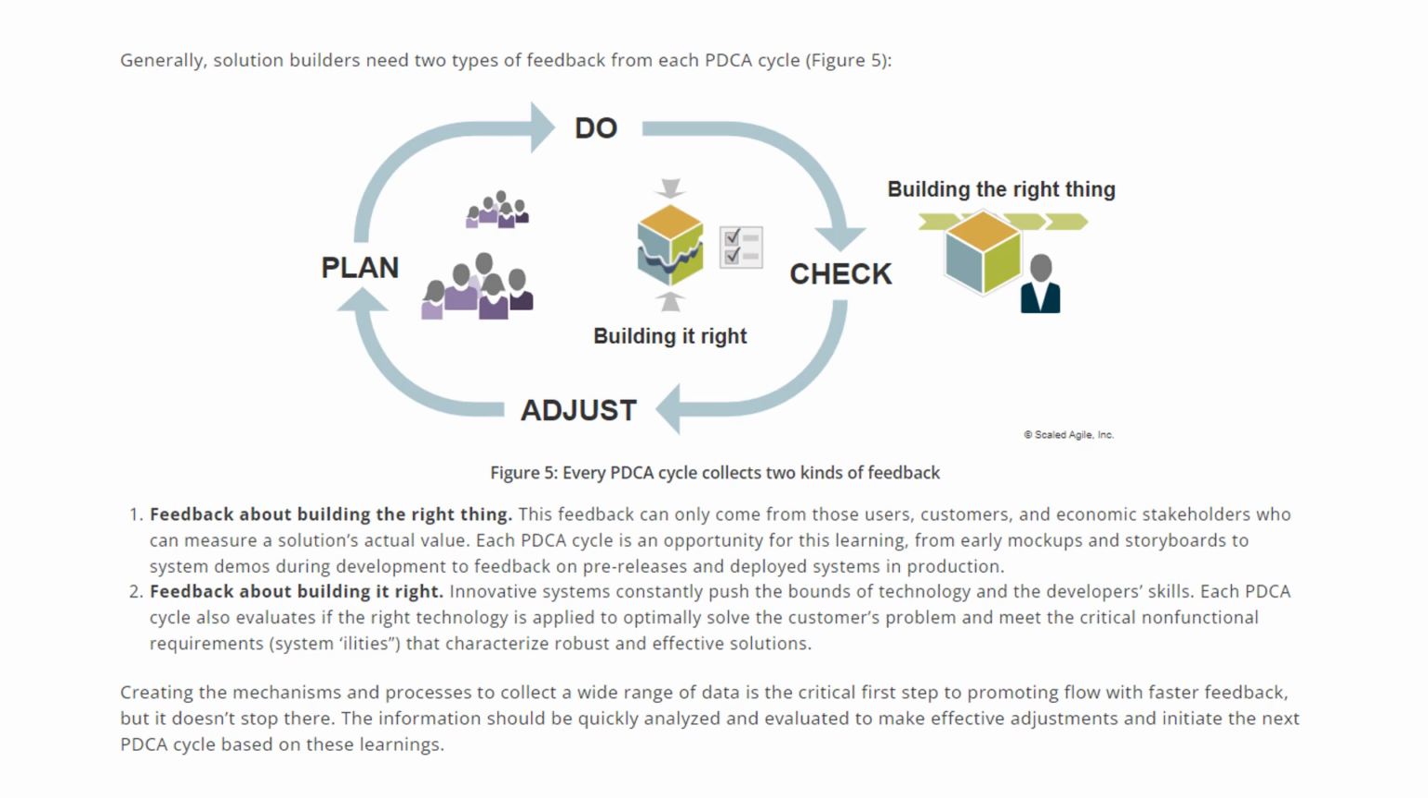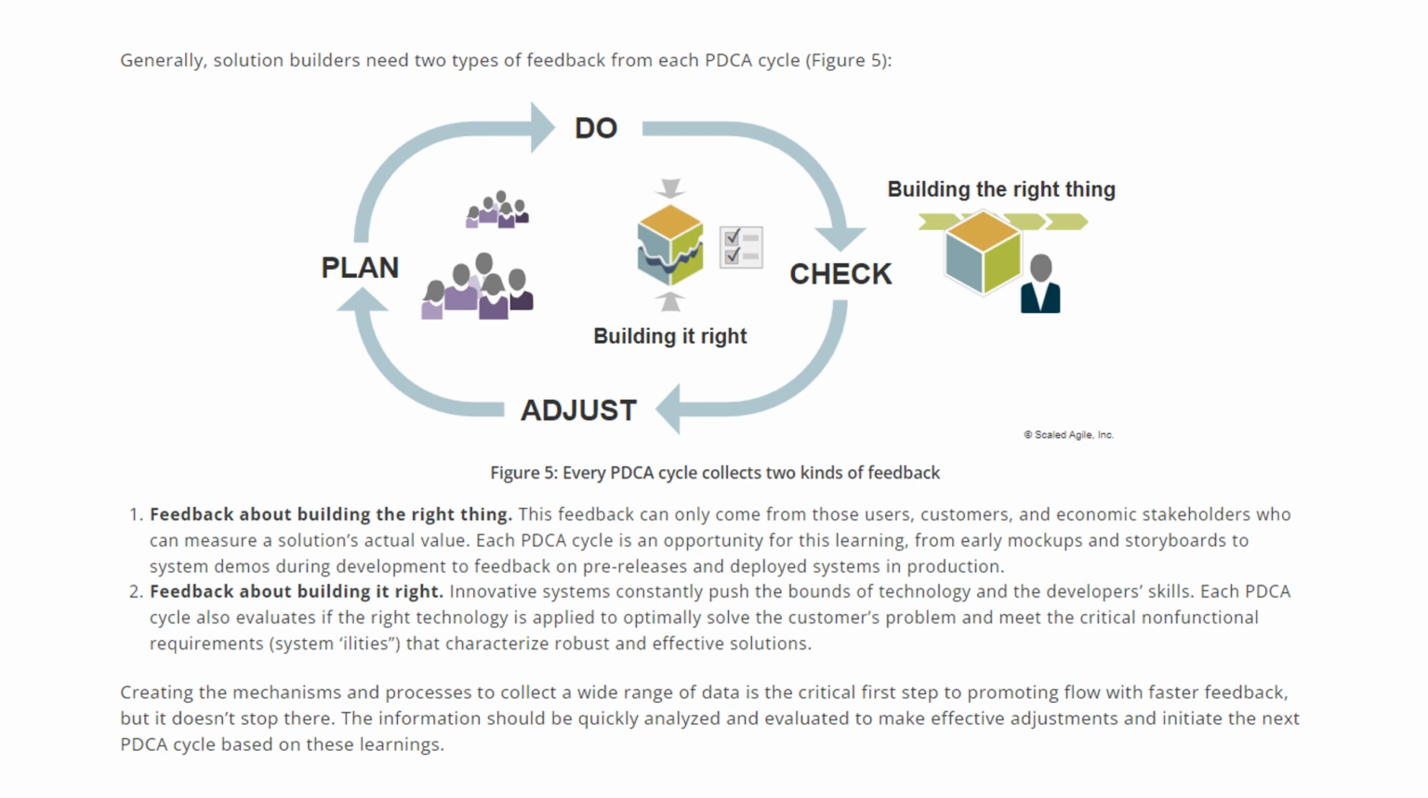Generally, solution builders need two types of feedback from each PDCA cycle. If you look at this picture 5, the first is feedback about building the right thing. The feedback can only come from those users, customers, and economic stakeholders who can measure the solution's actual value. So each PDCA cycle is an opportunity for learning, from early mockups and storyboards to system demos during the development, to feedback on pre-releases and deployed systems in production.